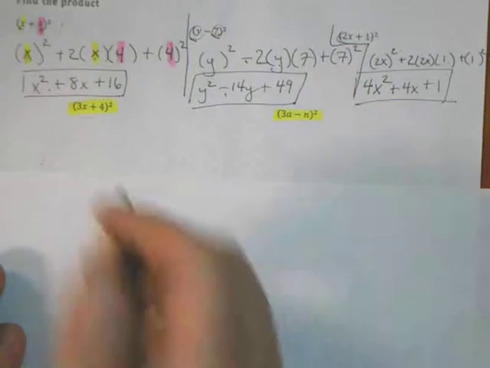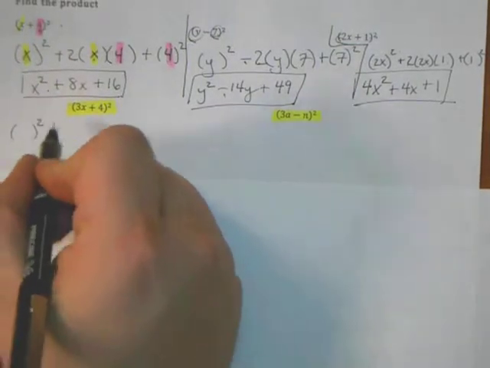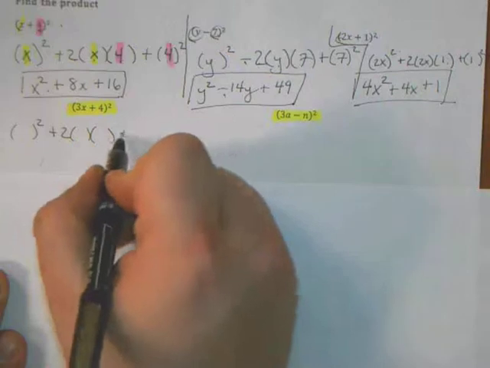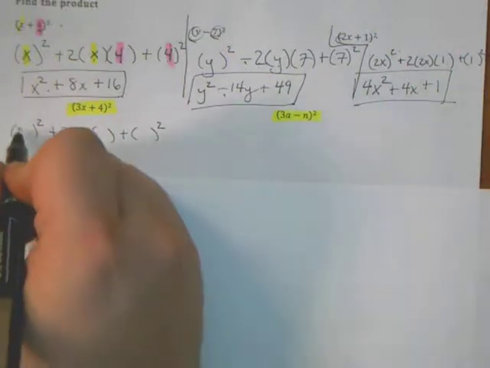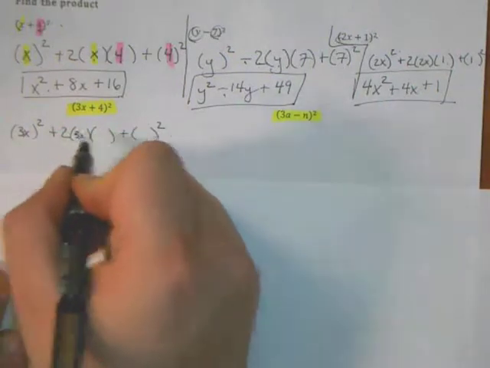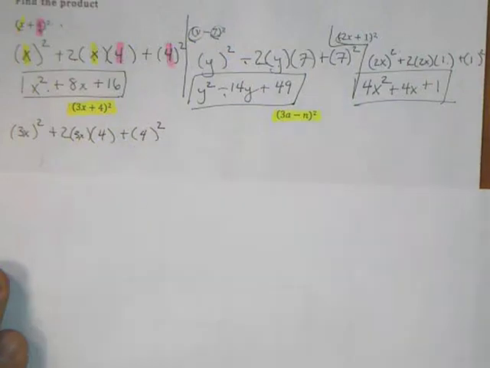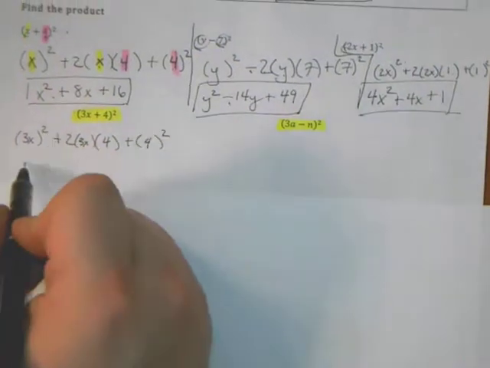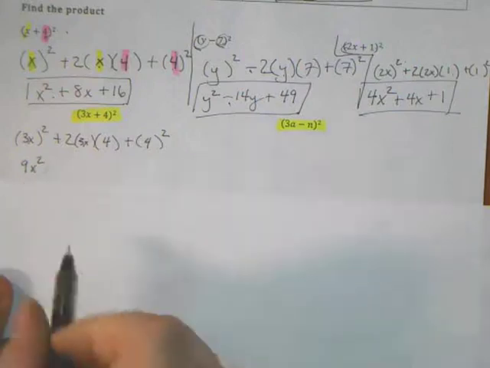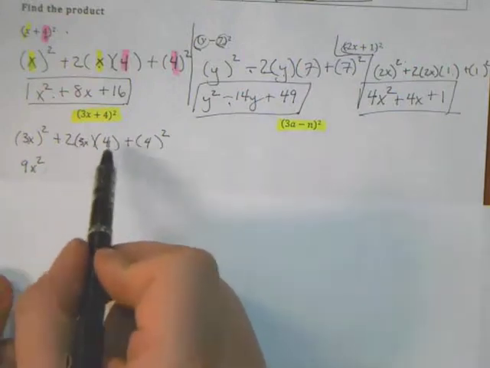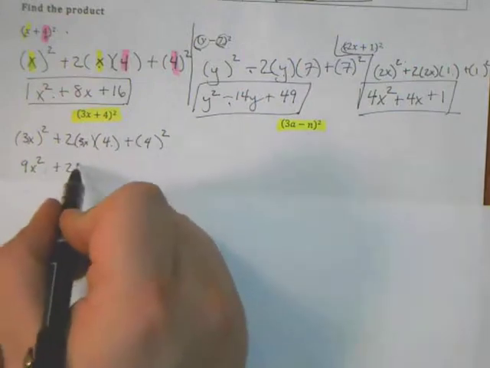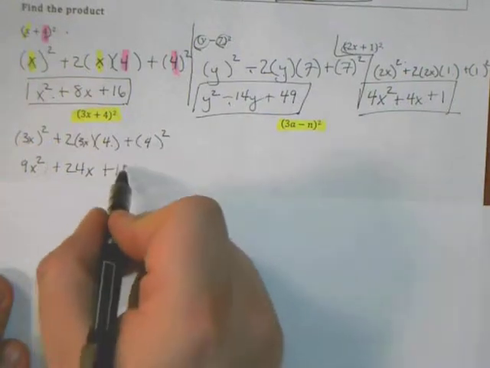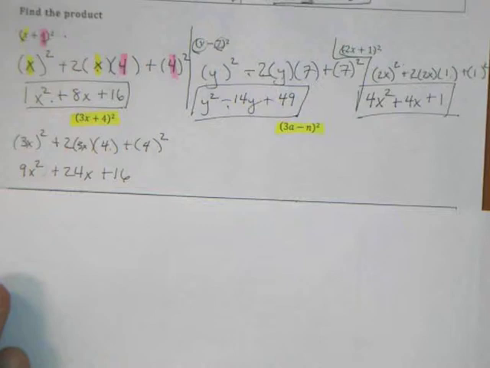3x plus 4 squared. That's first term squared, plus twice the first times the second, plus the second squared. 3x squared is 9x squared. 2 times 3 times 4 is 24 x's. 4 squared is 16.